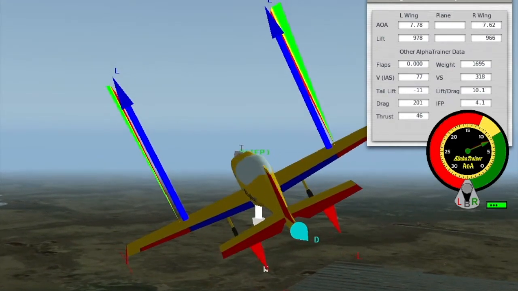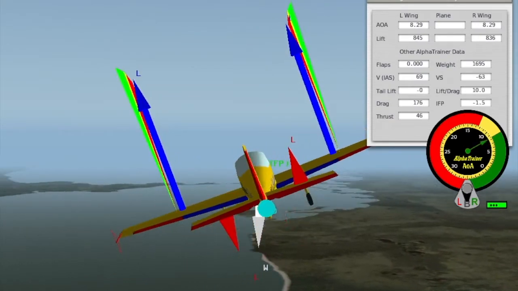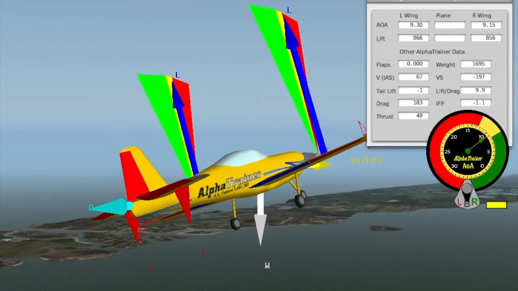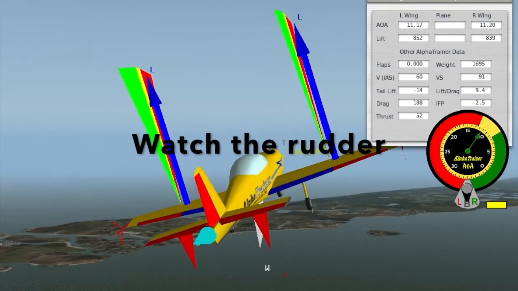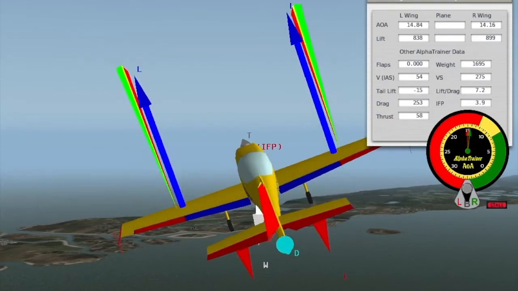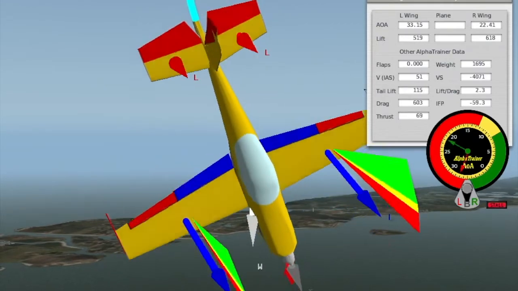Okay, I'm slowing in the left bank as the wind pushes me past the center line. I push the rudder to the low side of the wing, so I am pointed towards the runway, and then here we go. I'm looking straight at the ground.